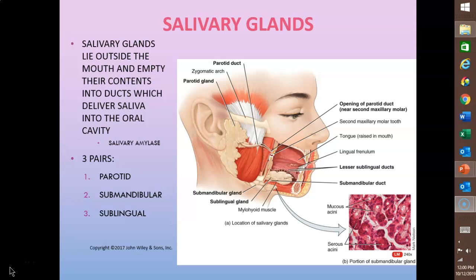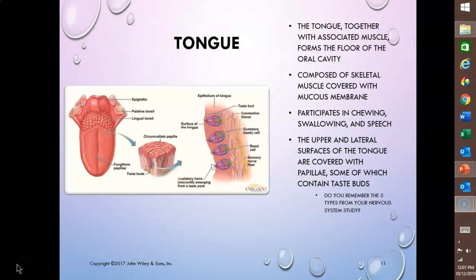The taste and the feel of food are stimulators of salivary secretions, but even the smell or the sight or sound or even thinking about food can stimulate the secretion of saliva. The tongue is an accessory digestive organ.